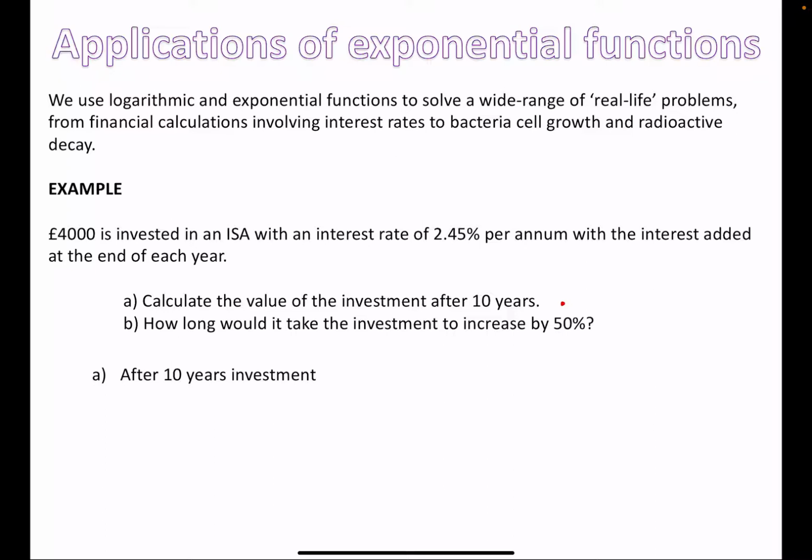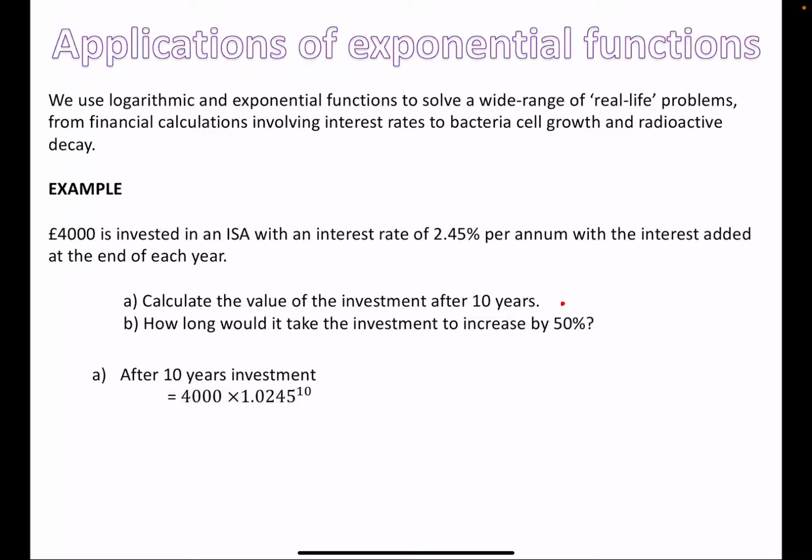But after 10 years of investment, what we're going to have is the £4,000 is going to increase by 2.45% each year. And because it's for 10 years, we don't want to have to do this 10 times over. We don't have to work out 2.45%, add it on, and then take 2.45% of the new value and do that 10 times. There's a quick way. If you remember back to National 5, you can use indices to help you.